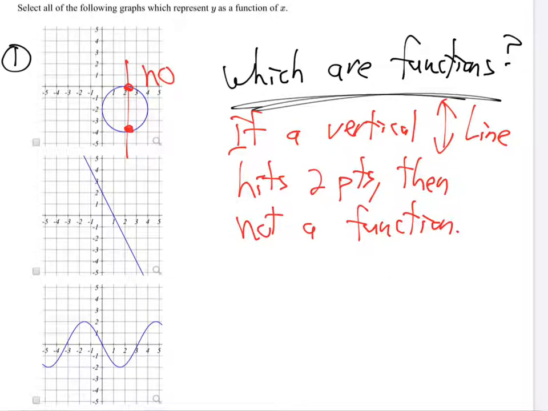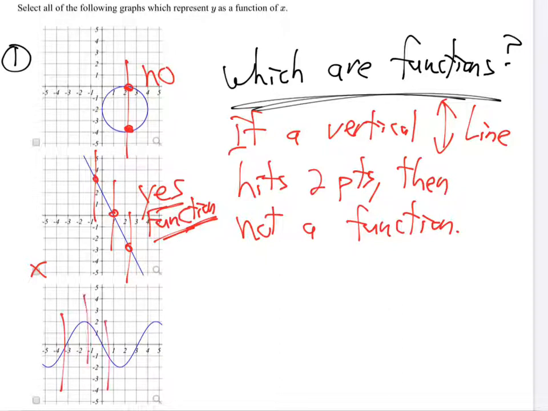The next one, this straight line here, every straight line will only hit 1 point, huh? So we'll check that box. That one's yes, it's a function. Does that make sense? It's as simple as that. If a vertical line hits 2 points, it's not a function. We don't want vertical lines hitting 2 points. How about the third one down there? Every vertical line only hits 1 time, huh? So we'll say yes. That one's a function also.